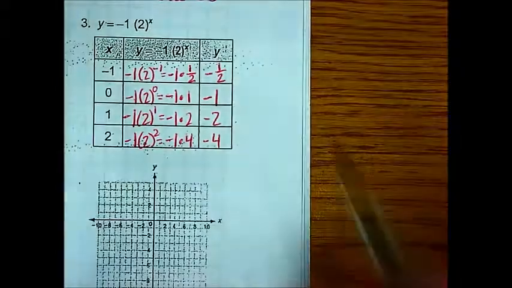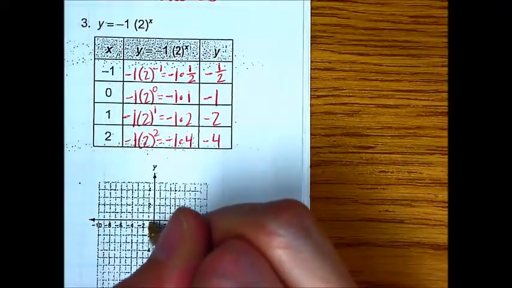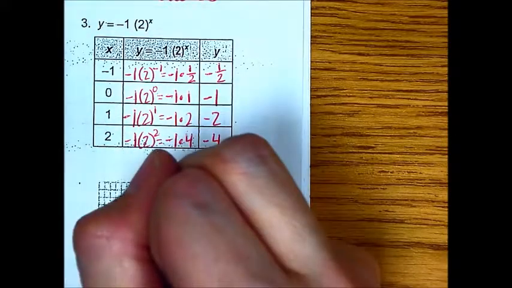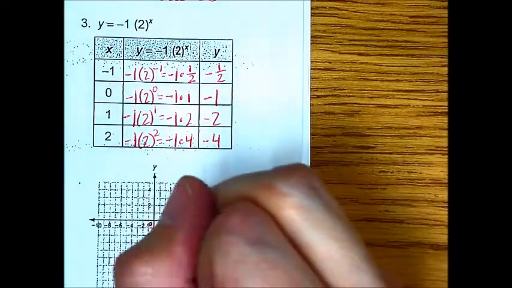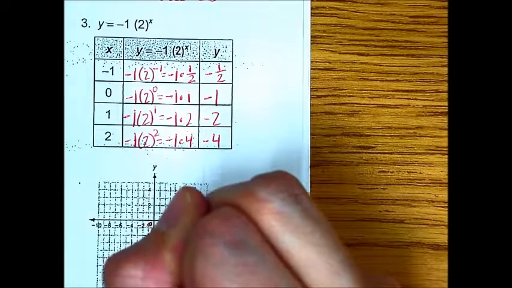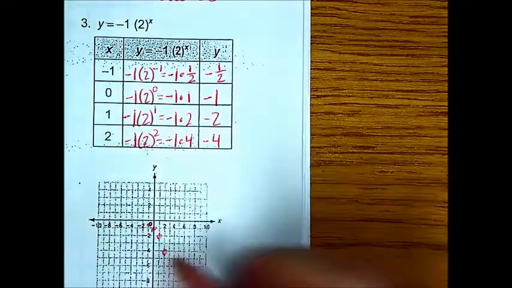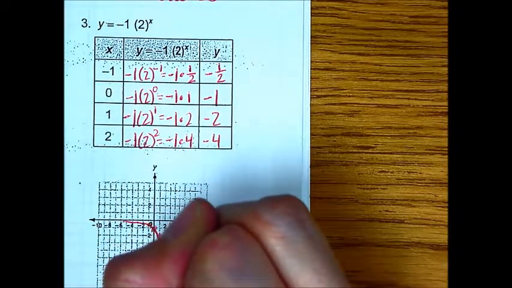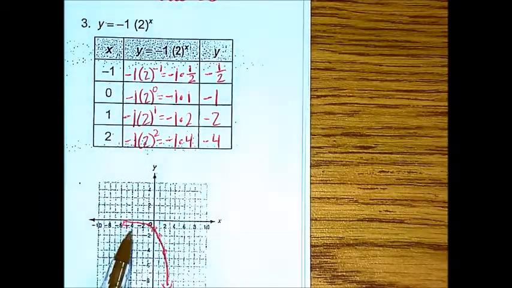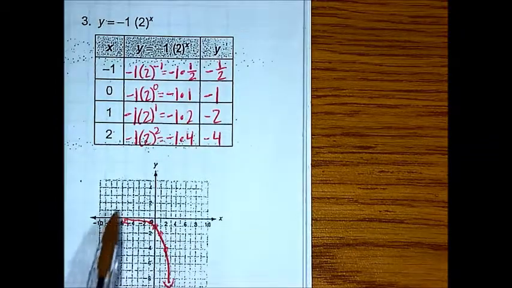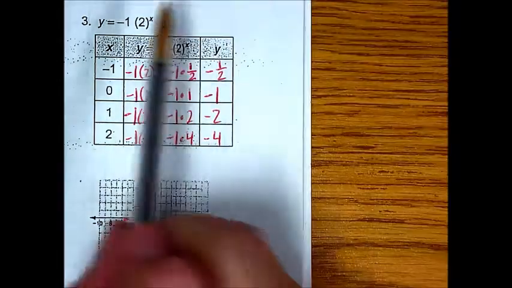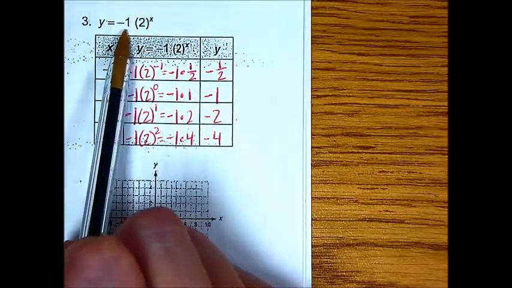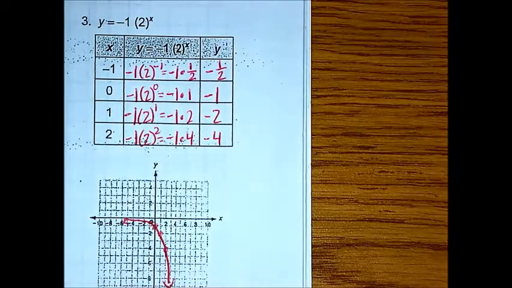Okay, graph it. Negative 1, negative 1/2. 0, negative 1. 1, negative 2. 2, negative 4. Okay, so this is going to curve down. But do not let that cross the x-axis and go up into the positives, because I don't care what you have over here on the right side. If you multiply it by negative 1, you are going to get a negative answer. So no way should this become positive.